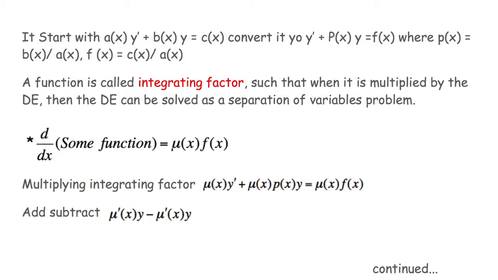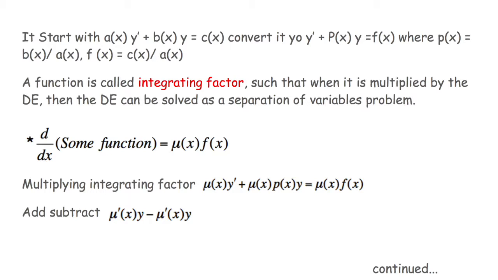The linear equation is of the form a(x) times y' plus b(x) times y equals c(x). First we have to divide the entire equation by a(x) so that it becomes y' plus p(x) times y equals f(x). Here, we have replaced b(x) over a(x) with p(x), and f(x) equals c(x) over a(x). There is a function called the integrating factor, such that when it is multiplied with the differential equation, it can be solved by separation of variables.